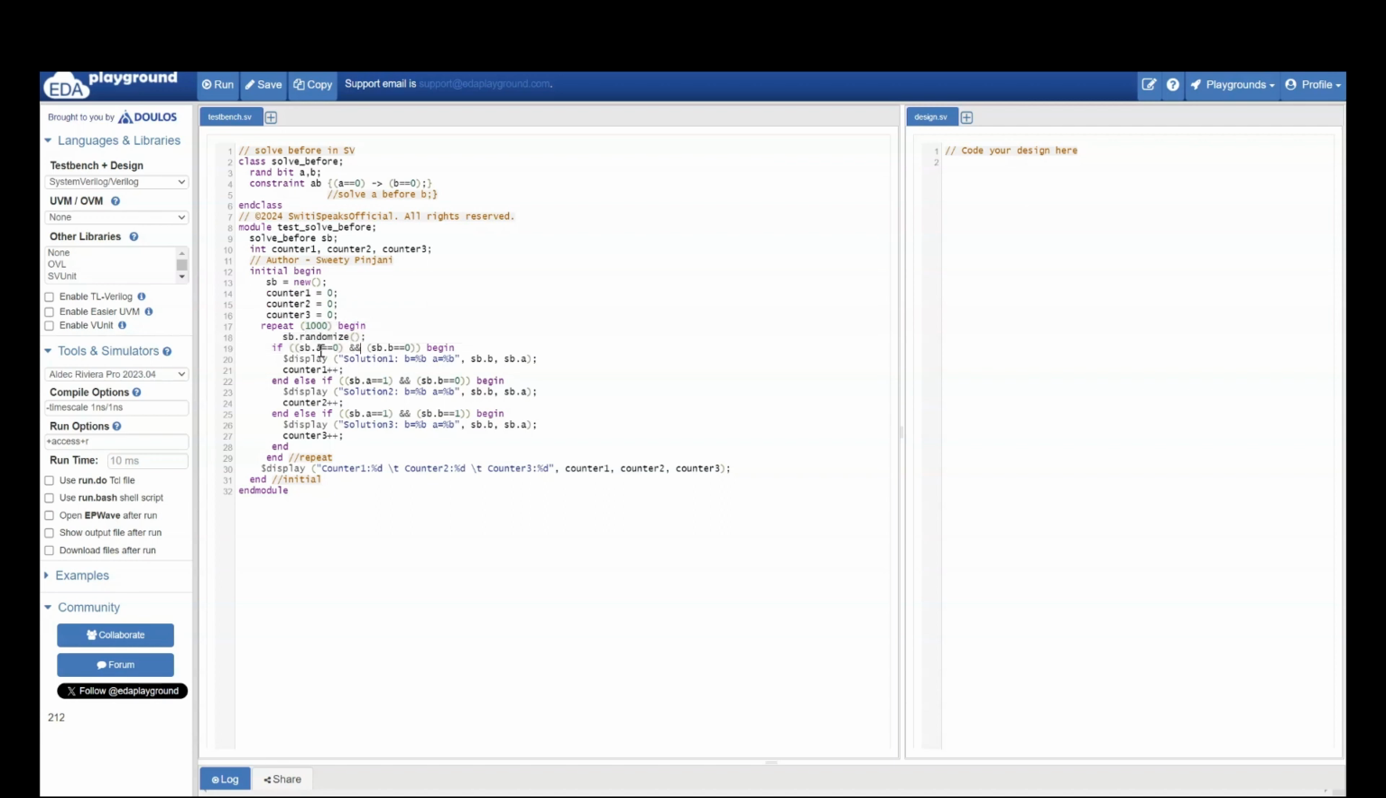Whenever I have the first solution, which is A equal to 0, B equal to 0, I am displaying solution 1, the values of B and the values of A, and I am incrementing counter 1. Similarly, for the second solution, which is A equal to 1, B equal to 0, we will display the values of B and A. For the third solution, which is A equal to 1, B equal to 1, we will display the values of B and A. And then finally, we are also displaying the values of counters.